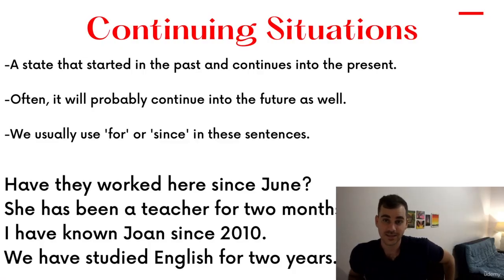The third basic usage of present perfect is to talk about continuing situations. So this means a state that started in the past and continues into the present. Often, it will probably continue into the future as well. We usually use for or since in these sentences. Here are some examples.